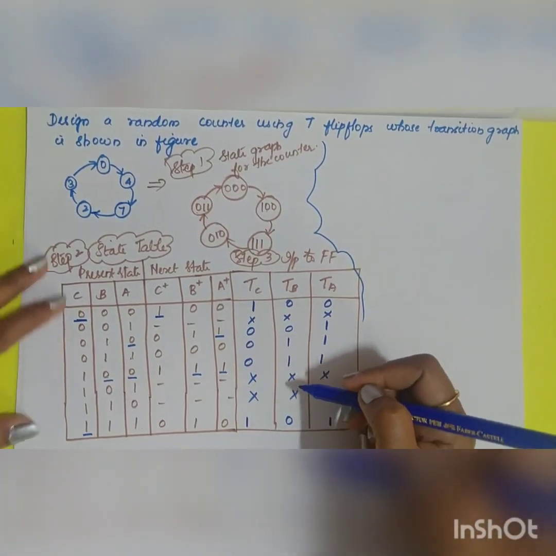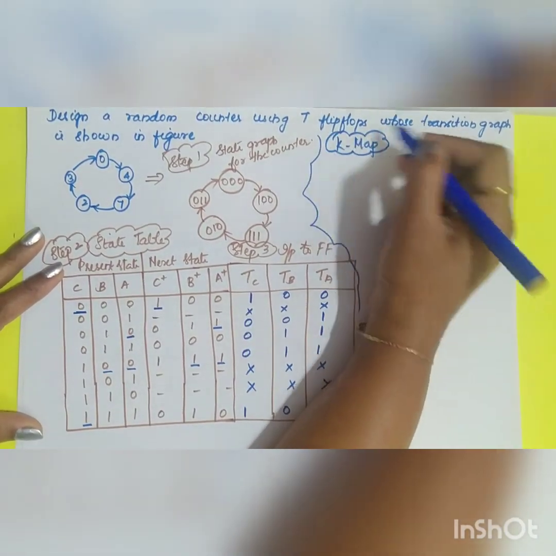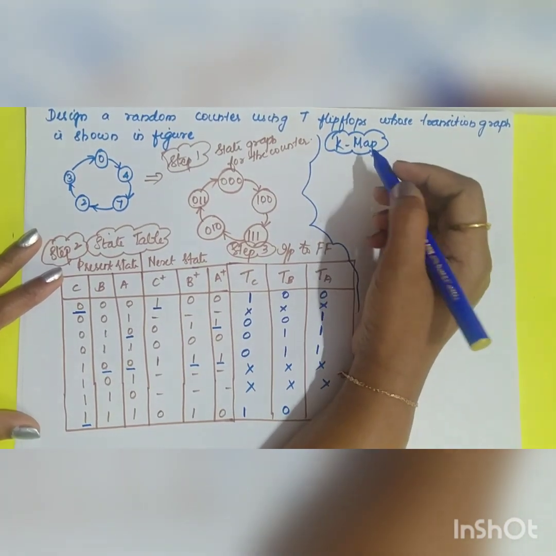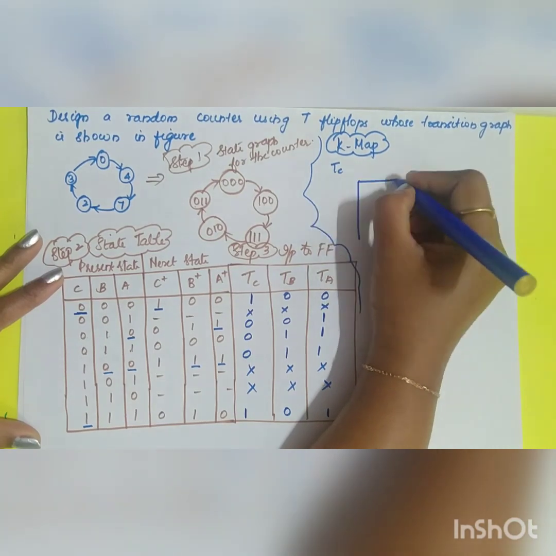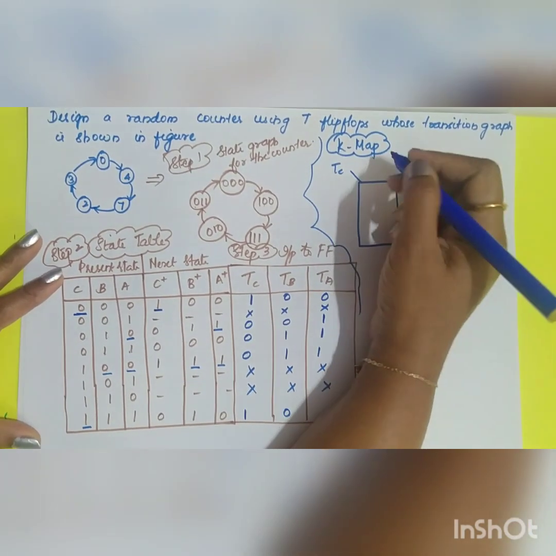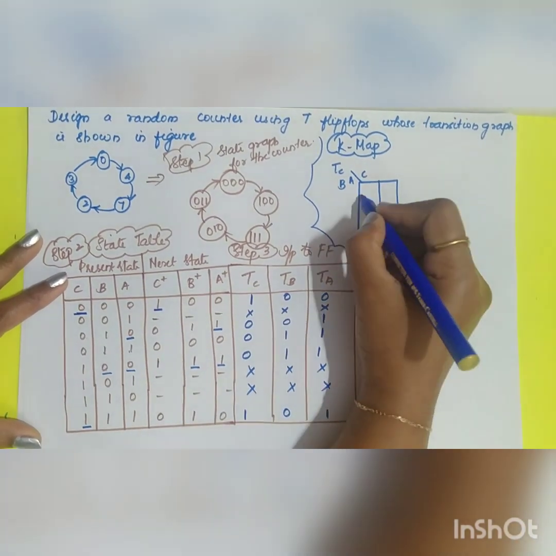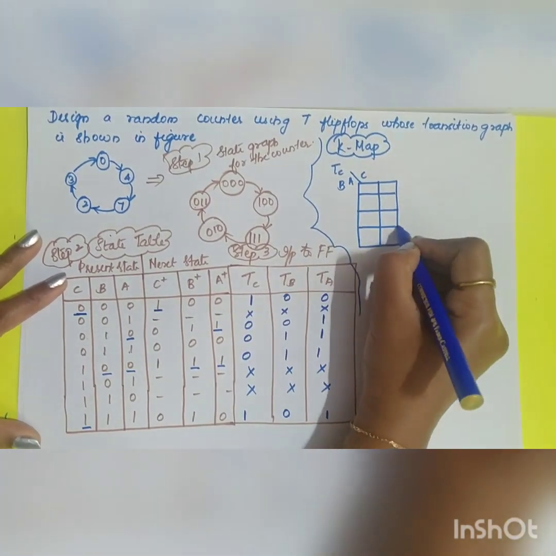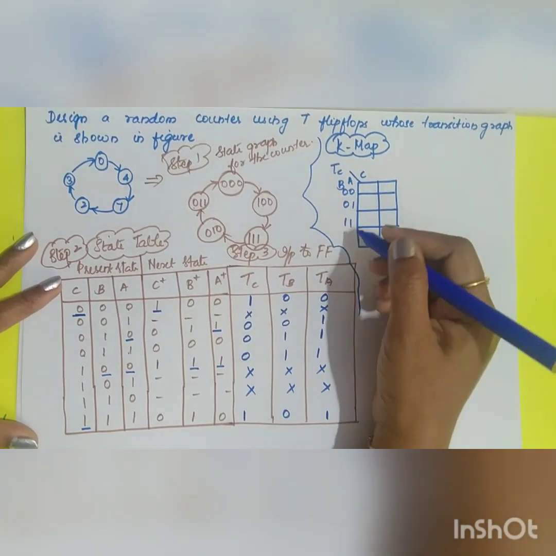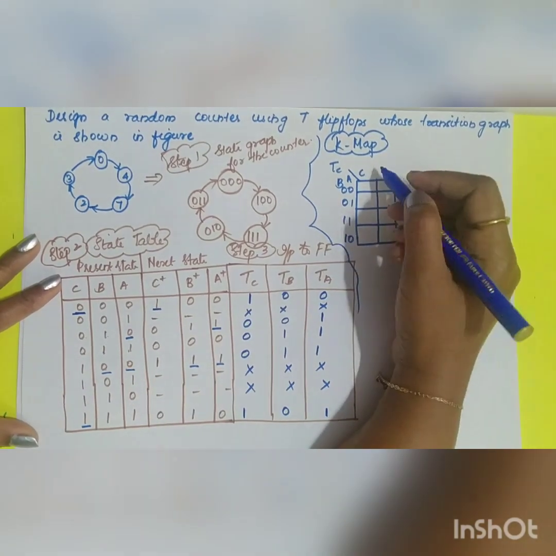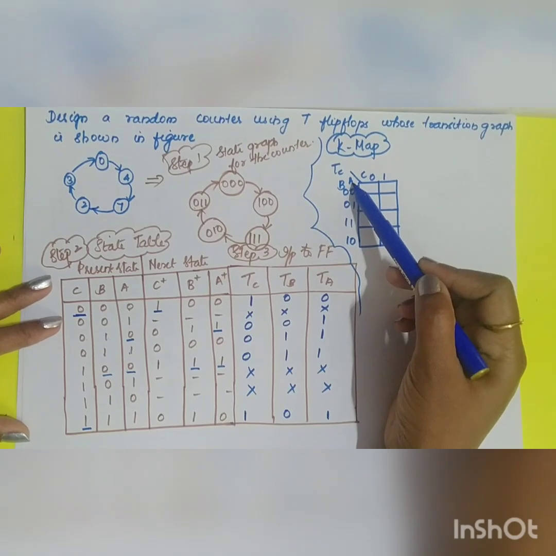Okay, so for K-maps, let me take the first combination. First let me take TC. So TC, if I draw the K-map, what are the inputs here you have? A, B, C. What will be the four combinations here? 0, 0, 0, 1, 1, 1, 1, 0. So C value will be taken as 0, 1. So just see A, B, C.